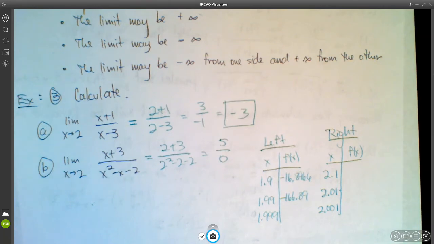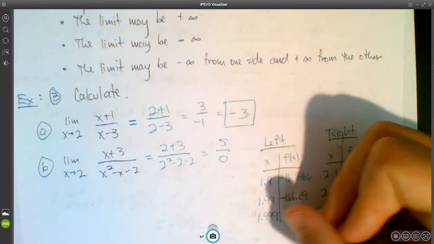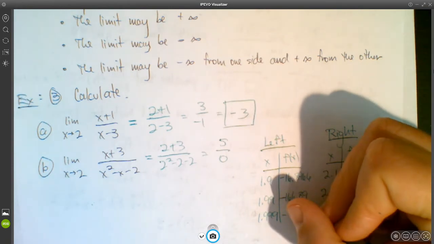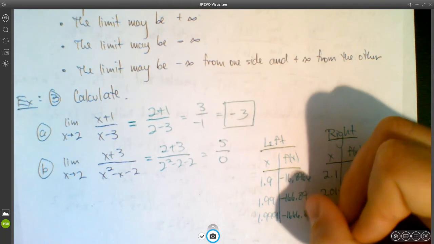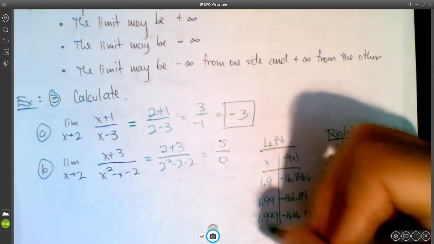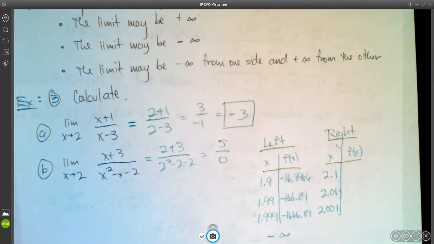Oh no, I get something very different. Oh no, I missed one. Sorry. Oh yeah, I do get what I thought. You get -1,666.89. So I think from the left, this is shooting off to negative infinity. I wonder what's happening from the right.